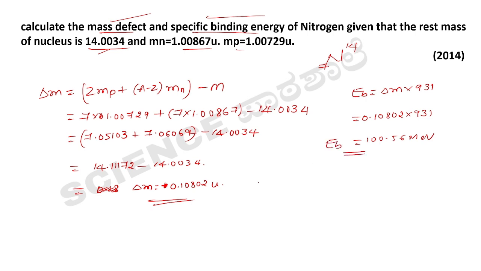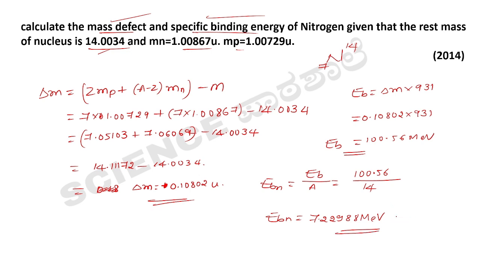Once we calculate this binding energy, we have to calculate the specific binding energy, EBN. Specific binding energy is equal to EB by A. EB is 100.56 divided by A, which is 14. Then EBN is equal to around 7.22988 MeV. Clear? Or you will get something like 7.1-something. Please take a calculator and do the calculation part, then you will come to know how to do these calculations. I might be wrong, so please do your calculations. You will get around 7 point something, 7.18 or so.